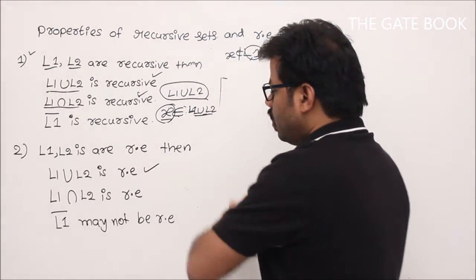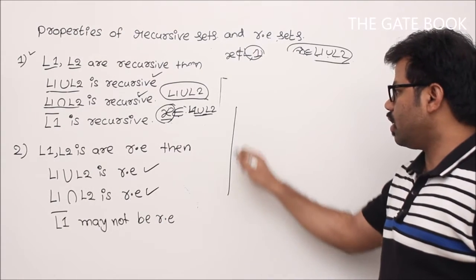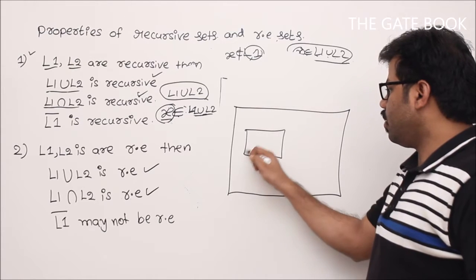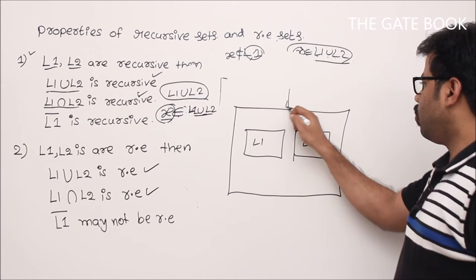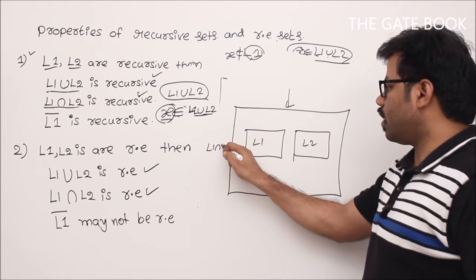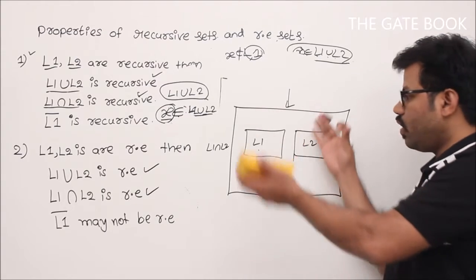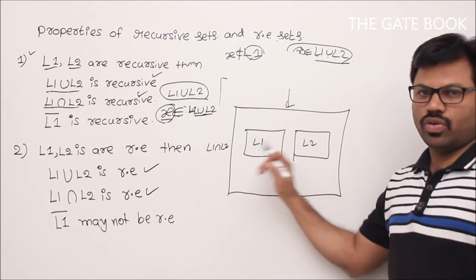Now second one, L1 intersection L2. For that also we can construct a Turing machine. This time a little bit fast I go. You have a Turing machine for L1, you have a Turing machine for L2, then I am going to construct a Turing machine for L1 intersection L2. Here these two are codes. This entire Turing machine is nothing but a code. In this code, these two are parts of the code.